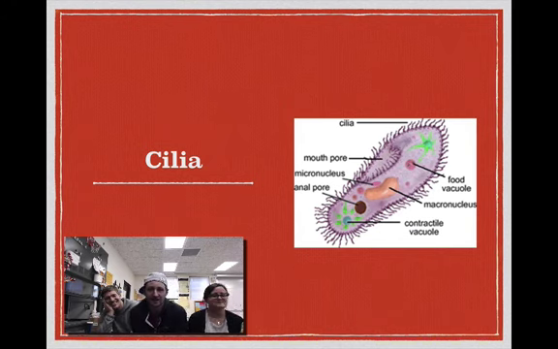Last is cilia. Cilia is also a way that cells move around, and they are like little finger-like projections that go all around the cell, like little hairs, and they whip back and forth to move the cell. They remind me of the villi in the small intestine, like little hairs. But these are on the outside. It's another great connection.